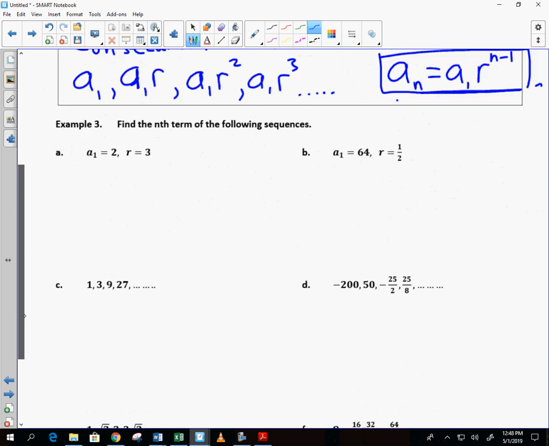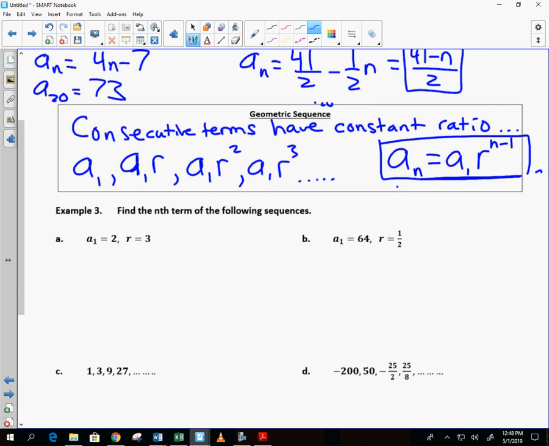Geometric sequences. We have these 6 left to do. They're even easier than the previous ones. Geometric sequences have consecutive terms that have a constant ratio. So we're multiplying by the same number every time. So for example, if I give you the sequence 1, 4, 16, 64, 256, what am I doing to that sequence every time? Multiplying it by 4. So that makes it geometric.